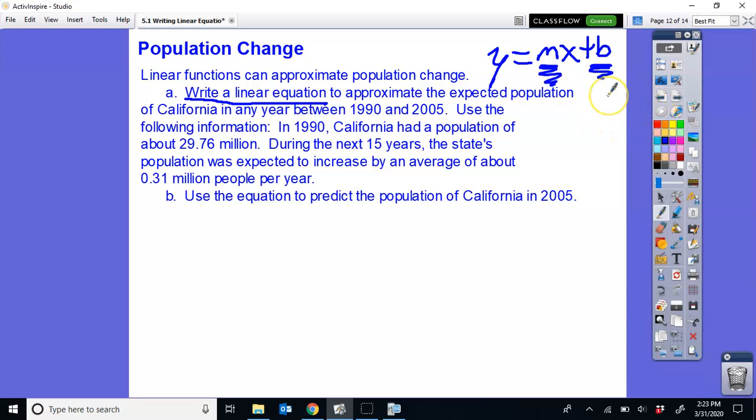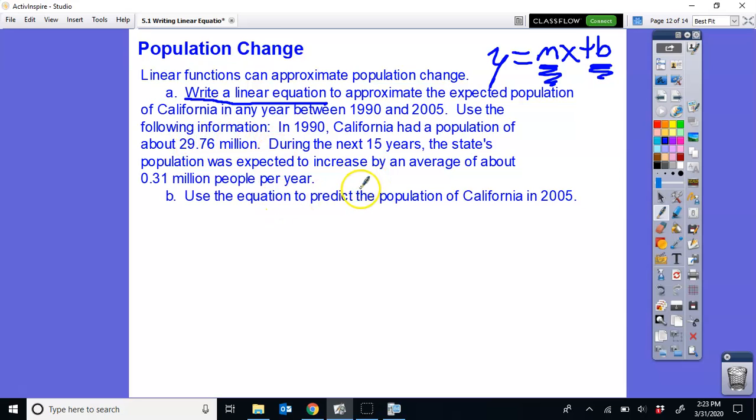But in real life, those things are not going to be called the slope and the y-intercept all the time. Like I said, the b is going to be your beginning amount. The m is going to be the rate of change, how quickly it's moving. So look at the problem. It says, use the following information. In 1990, California had a population of about 29.76 million.